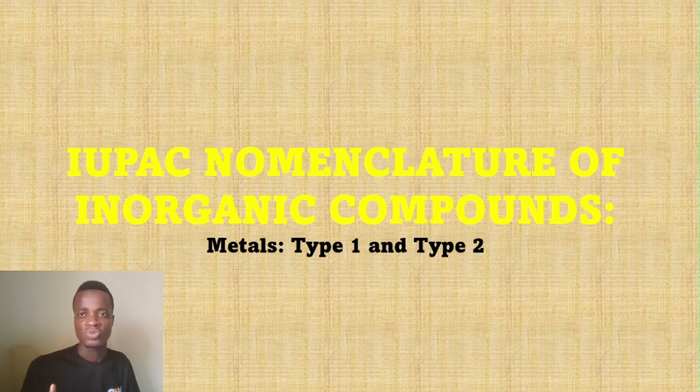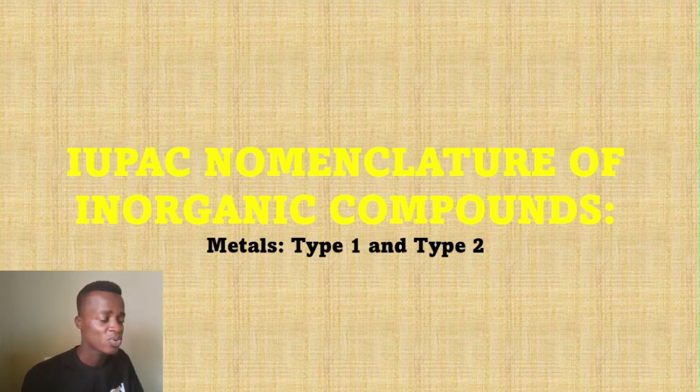Those guys are type 2, where based on the bond, they know which amount to give at a particular time. Sometimes they can give +2, sometimes they can give +3, the same species. For example, iron 2 and iron 3. Iron 2 will give 2 electrons in a particular bond. In another bond, you can see it giving 3 electrons. Those ones are type 2.